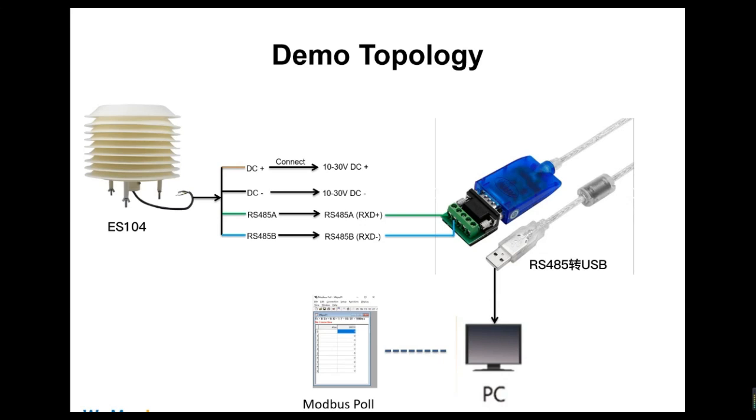Modbus sensors typically have a default device ID of 1. When connecting multiple Modbus sensors, you must change each sensor's ID to avoid conflicts. Here's how to use the free software Modbus poll to change a sensor ID.